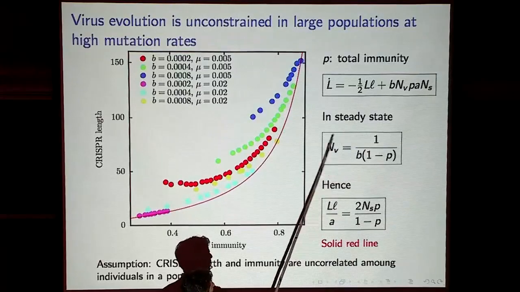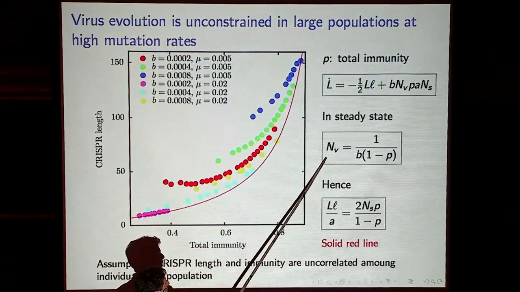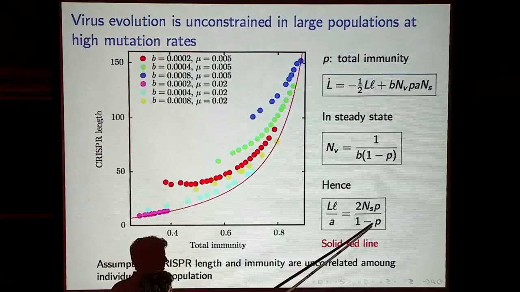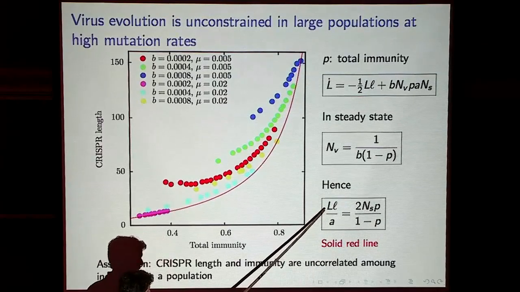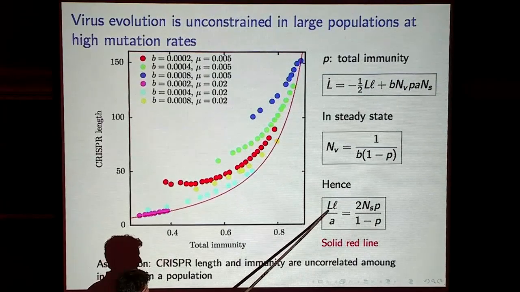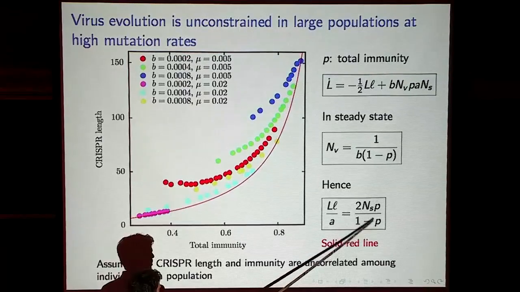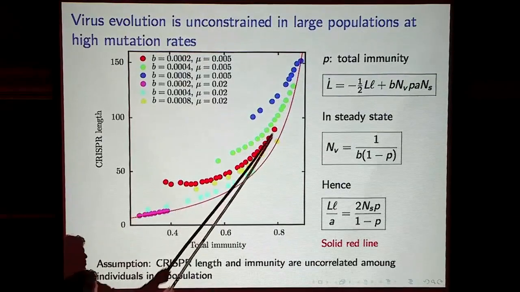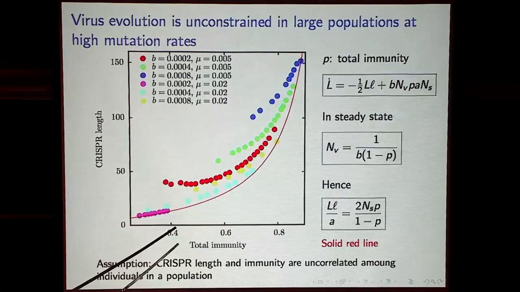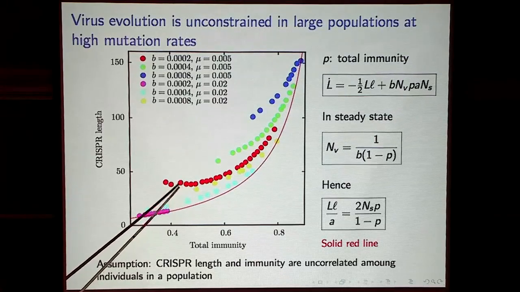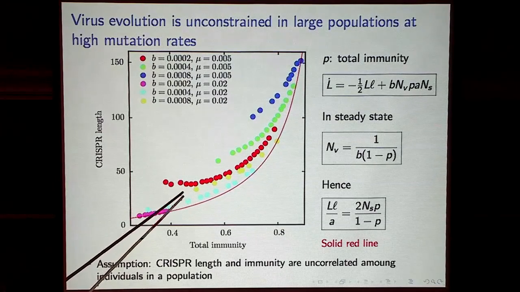In steady state, if you plug in the Lotka-Volterra steady state for the viral population, what you get is a very simple formula that relates the CRISPR locus size in steady state and the fraction of immune interactions. This is the red curve over here. As expected, it underpredicts the CRISPR locus size because there is a positive correlation: the longer the locus, the stronger the immunity, even in the same population. But what I assumed is that in the same population, the locus length is uncorrelated with the immunity. Even though it underpredicts it, it doesn't do so badly.